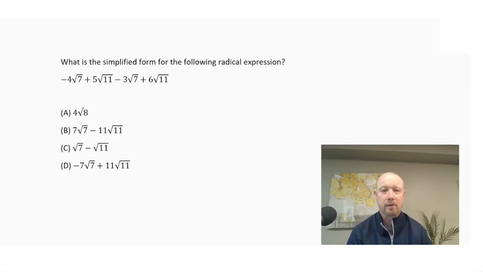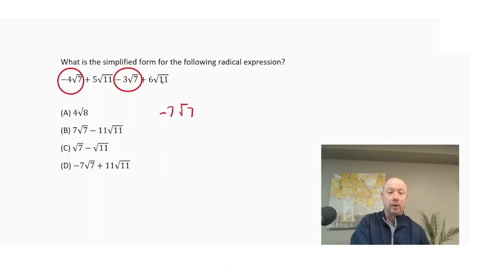All right, so when we're simplifying radical expressions, we want to look for common radicals. I can see here that I have a negative 4 root 7 and a negative 3 root 7. So we're going to combine the coefficients out front and leave a root 7 after it. So we have a negative 4 and a negative 3. If we combine that, we get negative 7 root 7.